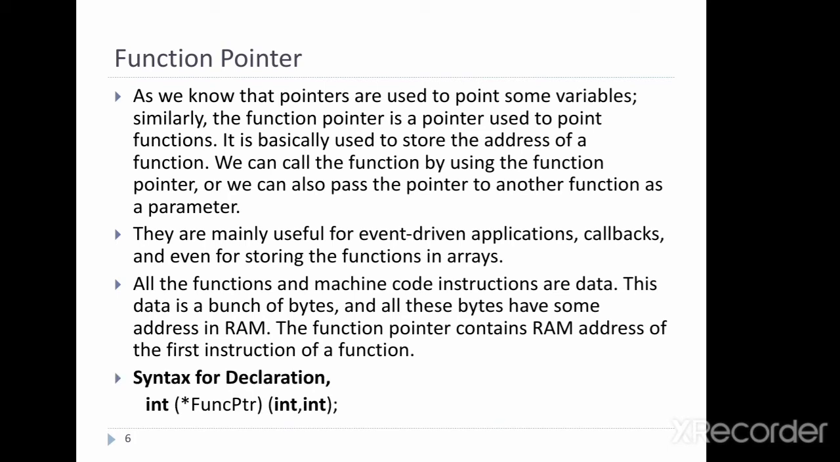So how to define or declare the function pointer? Int, that is the data type, in brackets star function pointer, that is the pointer, and in the next brackets int, that is the argument or parameters. So how to declare a function pointer? Data type, then function pointer, and then arguments. So int, function pointer, and in the next bracket the parameter or argument.